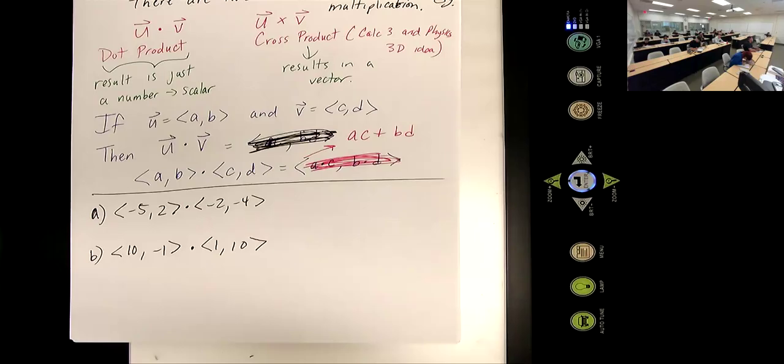So that's the slight difference from addition and subtraction. With addition and subtraction of vectors, you still end up with a vector. Here, we don't end up with a vector. But it's still x times x and y times y.